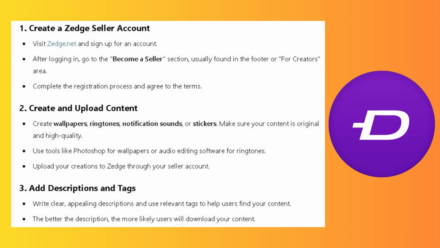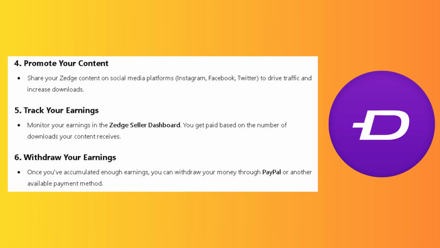Add descriptions and tags. Create appealing descriptions and use relevant tags to help users find your content. The better the description, the more likely the users will download your content. Promote your content. Share your Zedge content on social media platforms such as TikTok, Twitter and Instagram to drive traffic and increase your downloads.